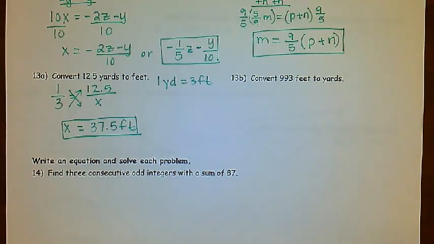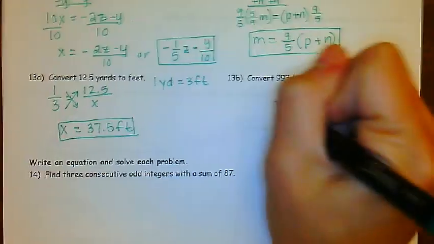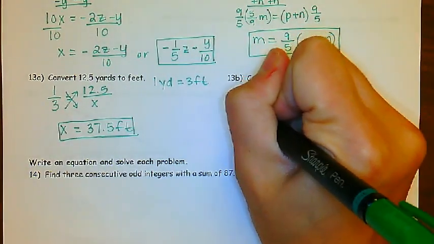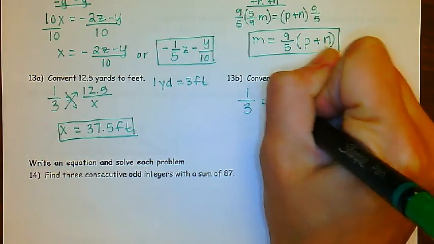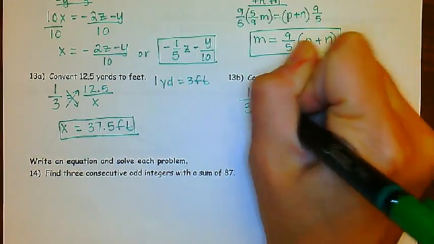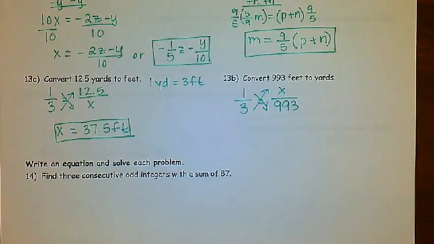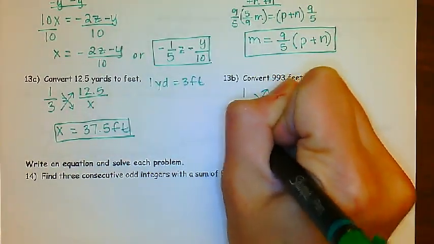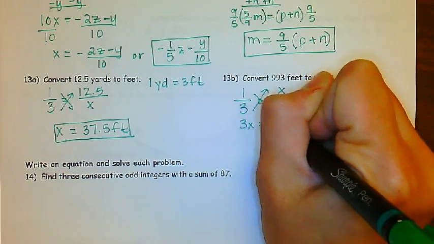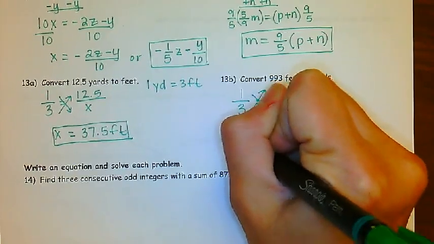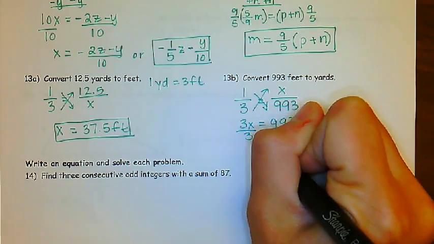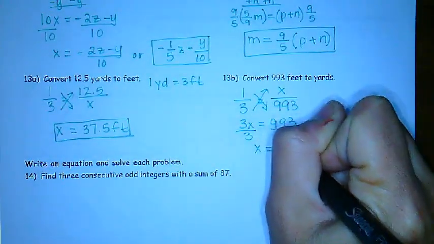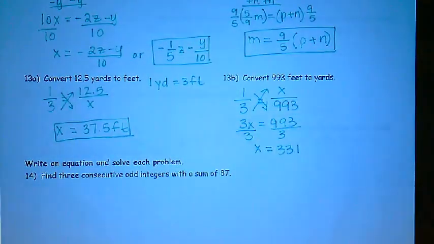Okay. Moving to the next one. Again, we'll use the same units. So 1 yard equals 3 feet. Feet are on the bottom, so let's keep that there. X on top. So after we cross multiply, we have to divide. So x should equal 331 yards.